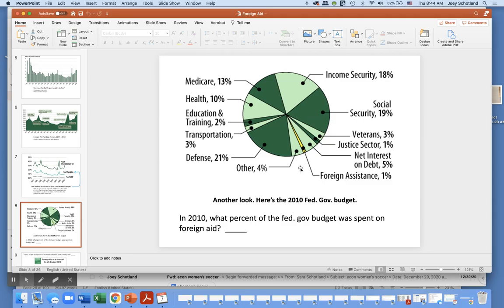Here you can see a pie graph of where the federal government spends its money. A lot is spent on the military and defense. We spend a lot on healthcare. We spend a lot on income security, that's welfare for the poor, and we spend a lot on Social Security so old people can retire. How much do we spend on foreign aid or foreign assistance? What percent of the federal government budget?